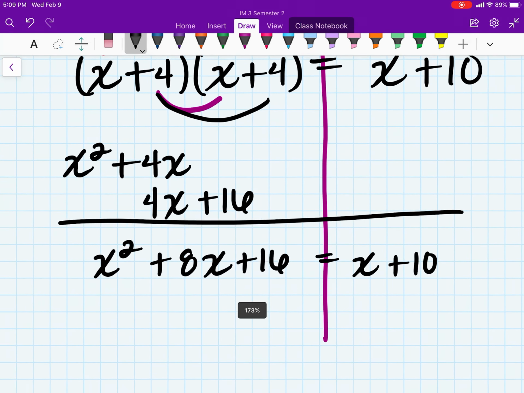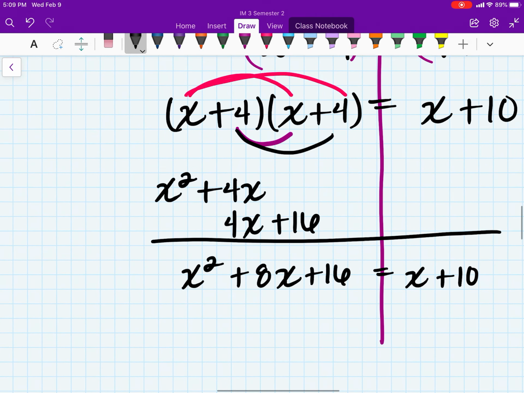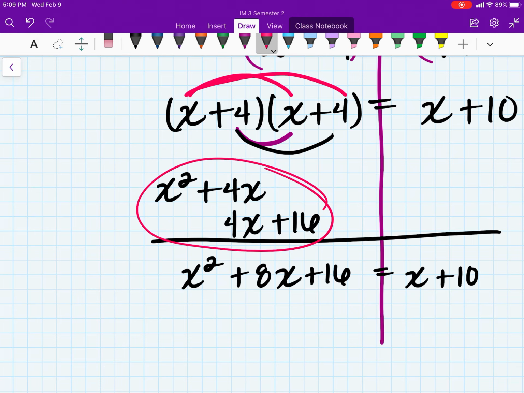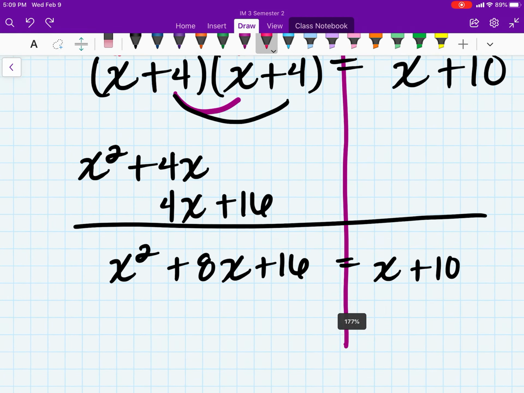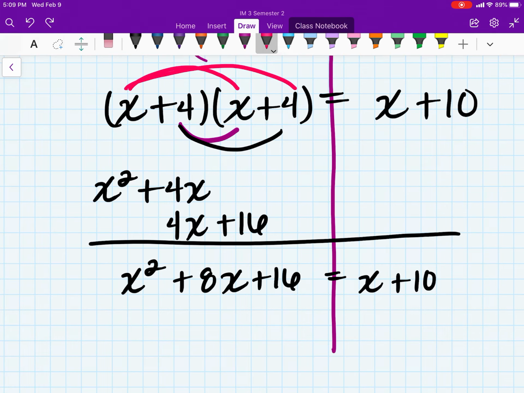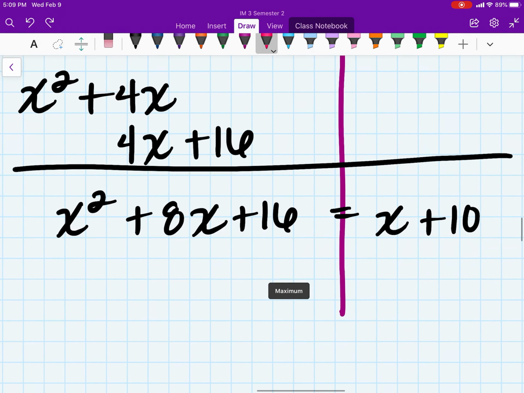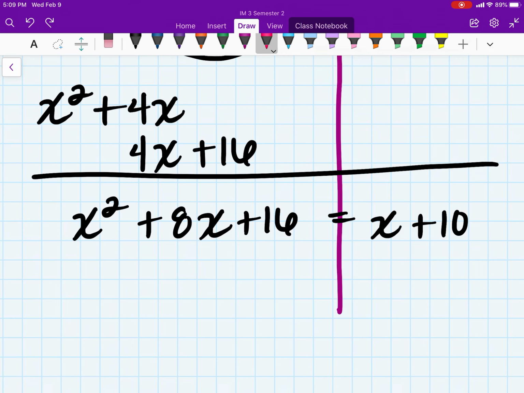All right, so that's what we have. Once again, I used the distributive property here and there. So that's how we got that answer. If you don't like the distributive property, you could do the area model. So in this case, guys, once we do that, we have x squared plus 8x plus 16 equal to x plus 10. Now, in this case, guys, I do want to emphasize something. What is our highest exponent here?